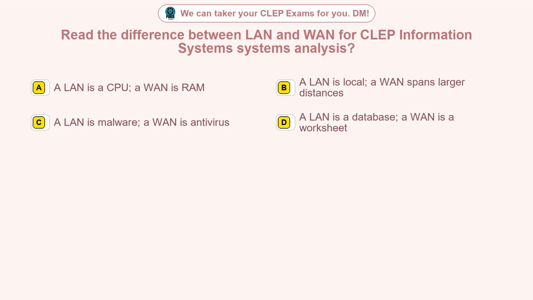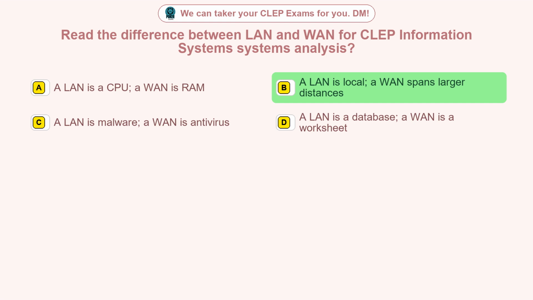Question 57. Read the difference between LAN and WAN for CLEP Information Systems analysis. Option A. A LAN is a CPU, a WAN is RAM. Option B. A LAN is local, a WAN spans larger distances. Option C. A LAN is malware, a WAN is antivirus. Option D. A LAN is a database, a WAN is a worksheet. The correct answer is option B.